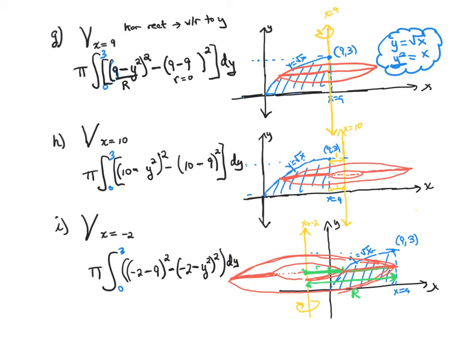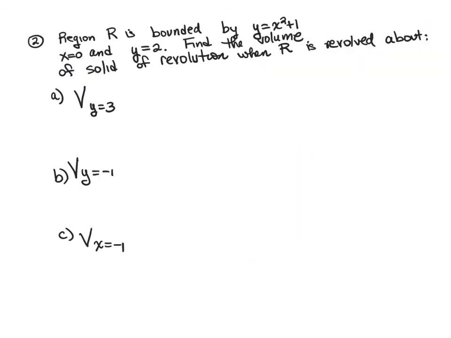All right, let's try one more before I show you the animations. Okay, so this one is good practice. I just like to set up the integrals for these. Region R is bounded by the parabola y equals x squared plus 1, x equals 0, and y equals 2. Find the volume of the solid of revolution when R is revolved about these lines. Okay, so first, again, it's important to sketch these. So I'm going to sketch these 3 times.